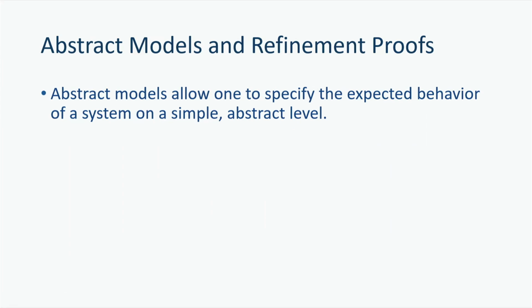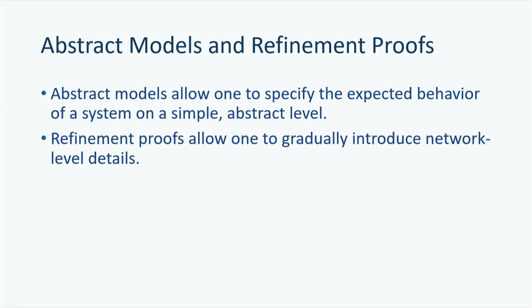Now, why do we claim that we can use abstract models to simplify verification of these protocols? Well, abstract models give you a simple way to specify the expected behavior of a system. The idea is that you don't introduce all the network level details like timers and reliable broadcast all at once. You first specify a simple transition system which captures the core logic of these protocols, and then you gradually add in the network level details by refinement proof. And it turns out both safety and liveness can be proved by refinement. We will talk about how to do this later.